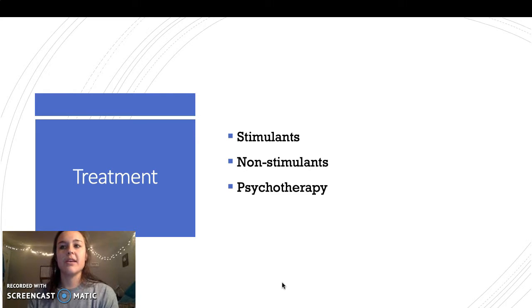Then there's family and marital therapy, which helps the family members or the spouse find better ways to cope or handle disruptive behaviors, to encourage behavior changes and improve interactions with the patient or their child.